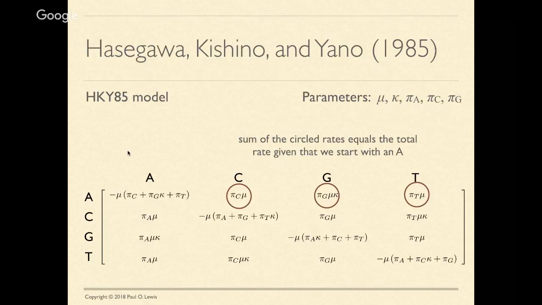So let's start by noticing that if you started with an A at a particular site, then the rate at which A changes to C, G, or T, the rate at which A changes to anything else, is just the sum of these 3 rates. So it changes to C's with this rate, and G's with that rate, and T's with that rate. So the sum is just the total rate at which you move away from A over time.